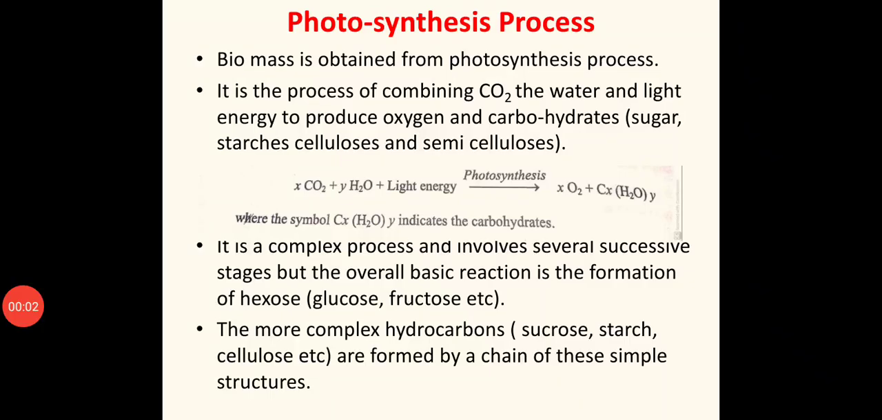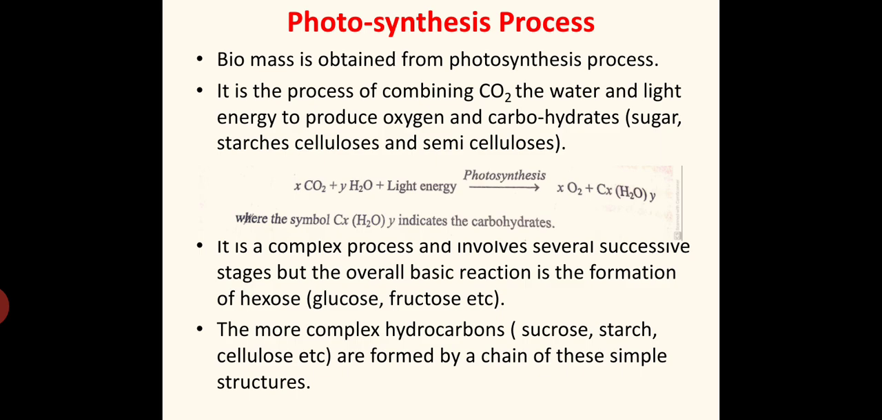Hi dear students, in the last presentation we have discussed biomass and also seen biomass as a fuel. During that discussion we saw that the source of energy in biomass is actually the energy from the sun, and the process causing that energy conversion is photosynthesis. So biomass is obtained from the photosynthesis process. Photosynthesis is the process of combining CO2 and water in the presence of light energy to produce oxygen and carbohydrates.